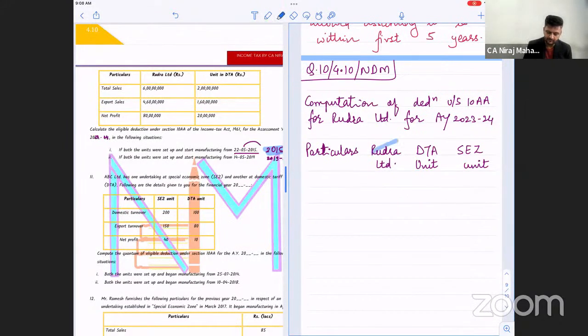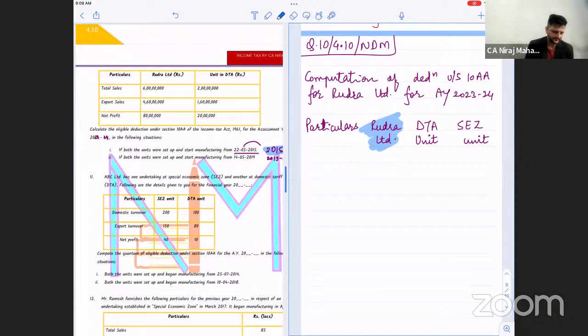So Rudra Limited is the company. It has one unit in DTA and one unit in SEZ. They have given you details of the company and DTA, so the difference belongs to SEZ. DTA and SEZ are both part of the company only. They are just two separate branches at two separate locations. So they have given you the company and one branch, so the balance is obviously of the other branch. So you took numbers of DTA. Correct? Or maybe company. I don't know.